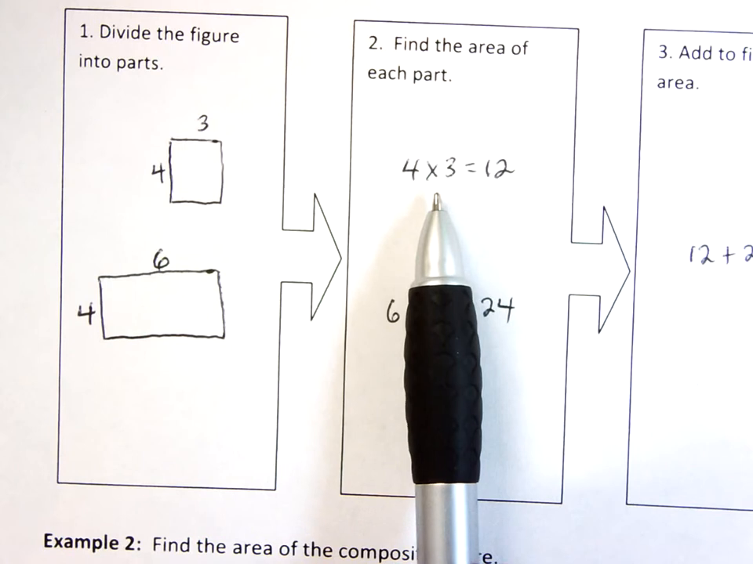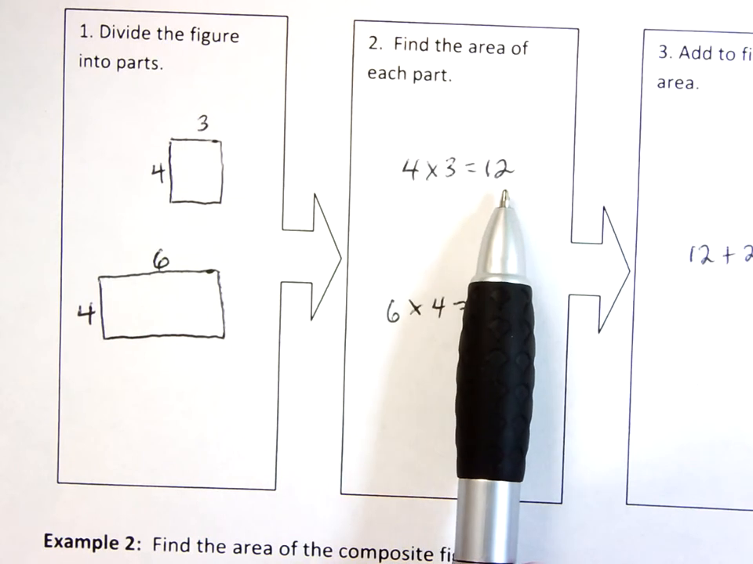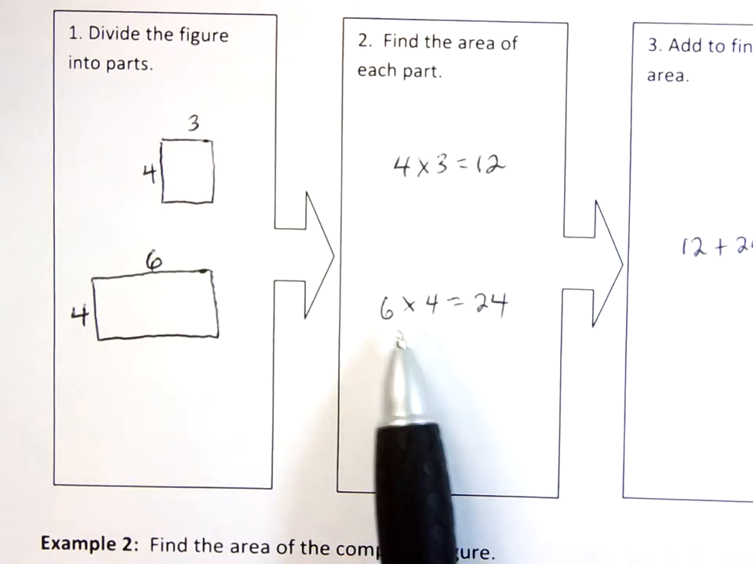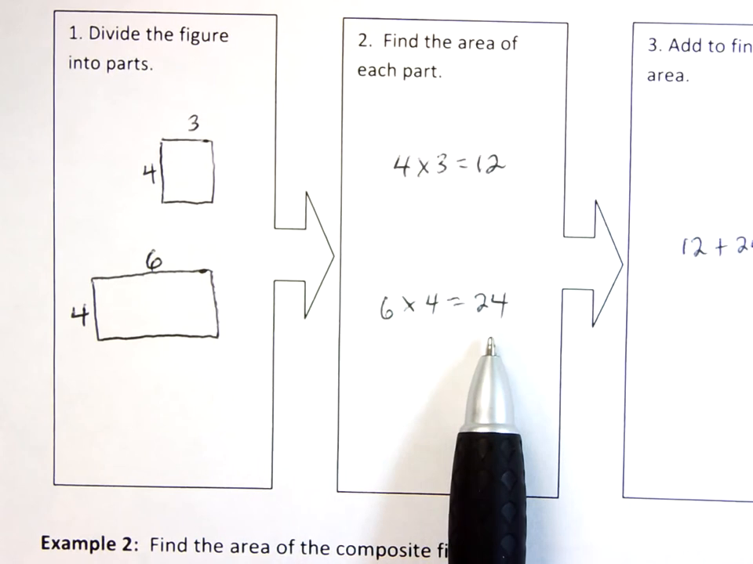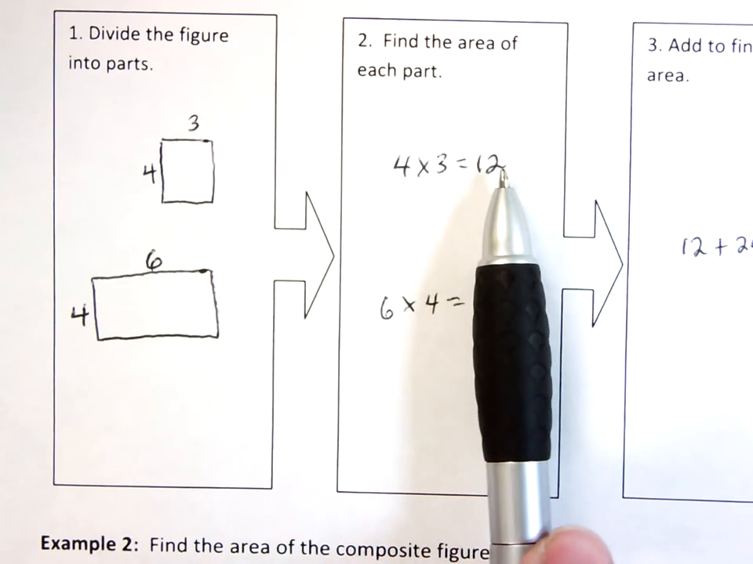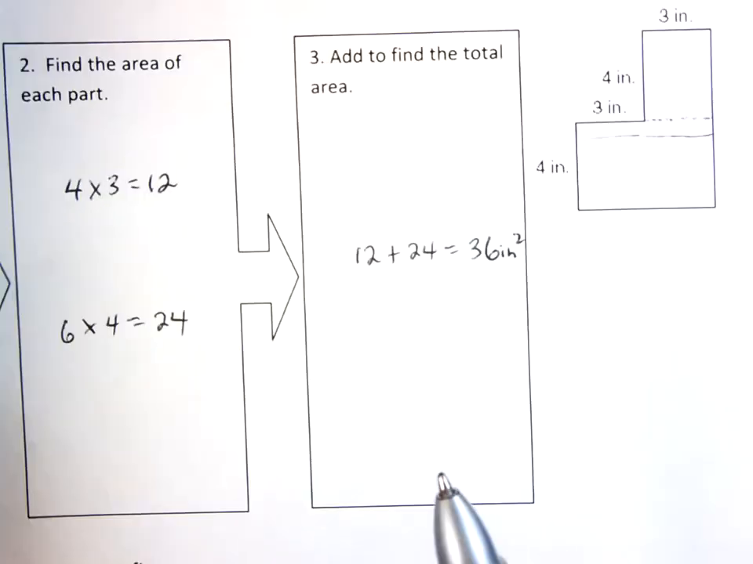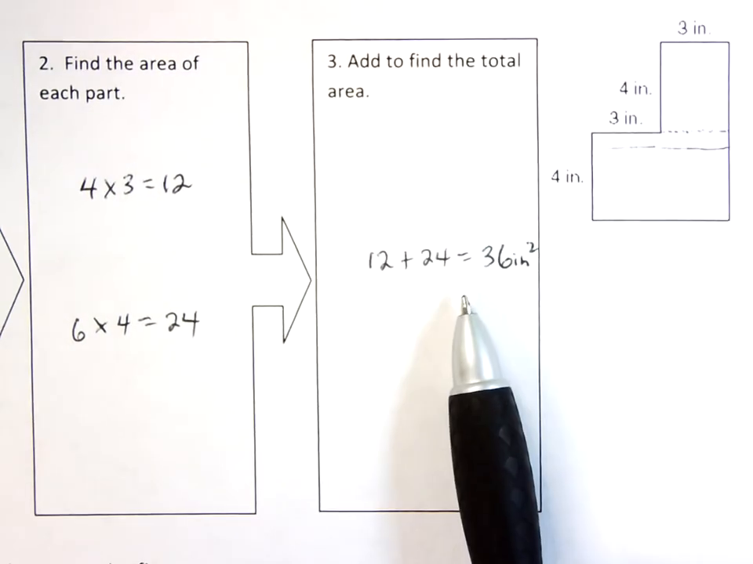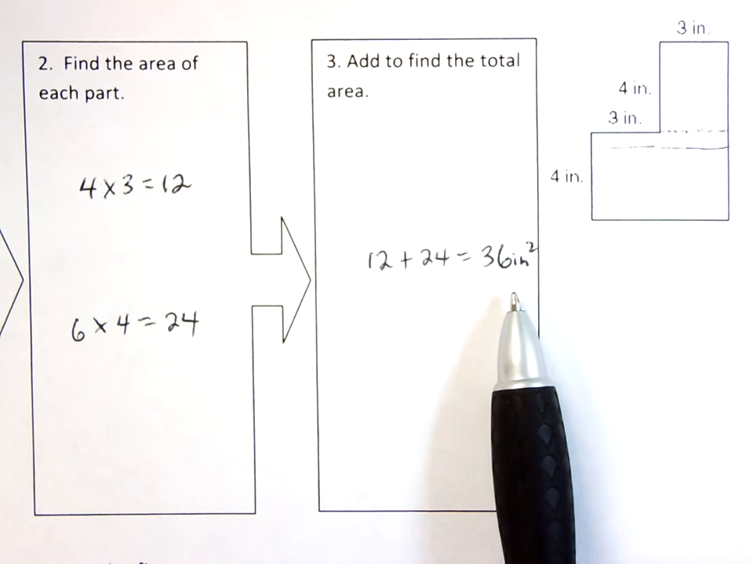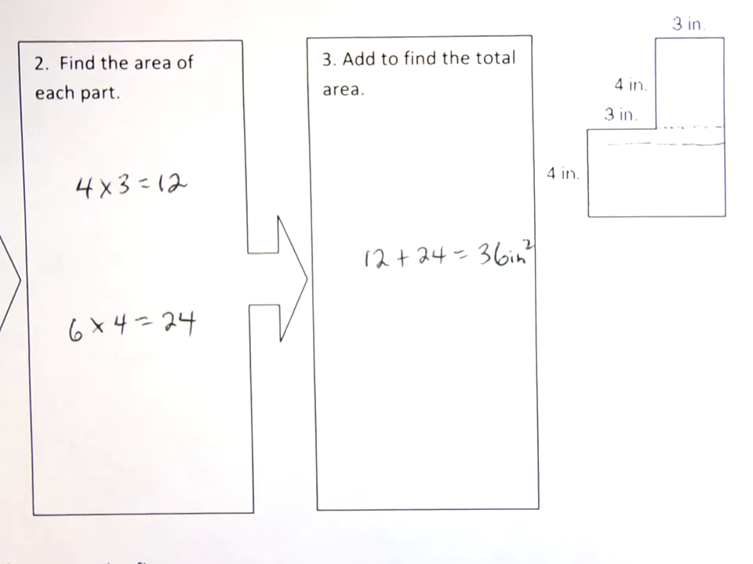Length times width gives me 4 times 3, which is 12. Area of this rectangle, 6 times 4, which is 24. So the area of the little rectangle is 12, area of the big rectangle is 24, and then we just add them up to get the area of the whole shape. 12 plus 24 is equal to 36 inches squared. That's the area of that shape.